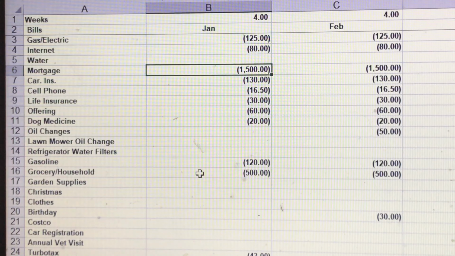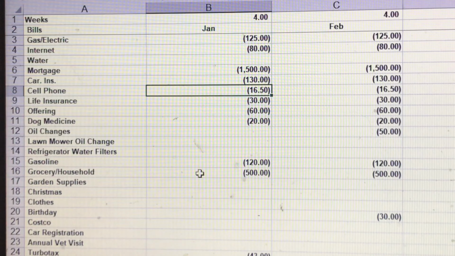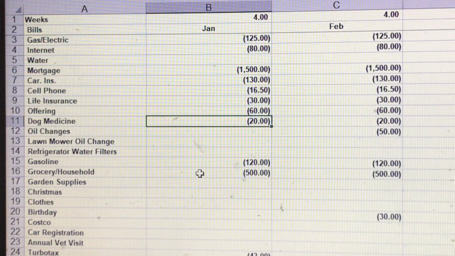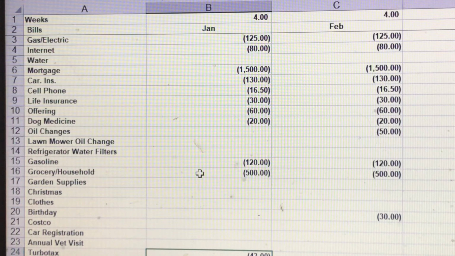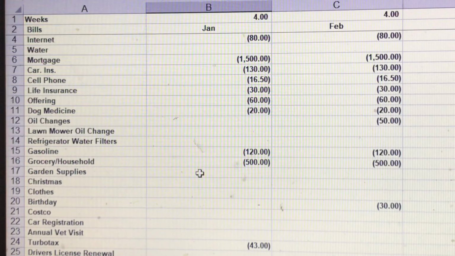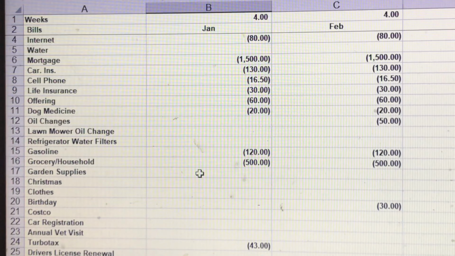So these are just my expenses. Like I said, this is a sample budget. This is not really my expenses, but I've used my own budget to come up with this. I have a dog, so I'm purchasing dog medicine, and I buy TurboTax every January to get ready for doing taxes. So this takes the total of expenses that I have, and then this is the income that I've keyed in.